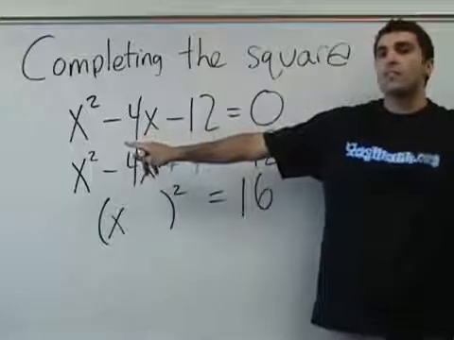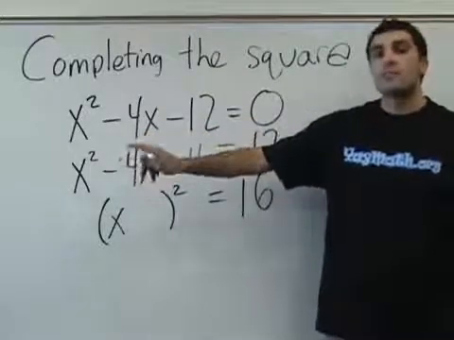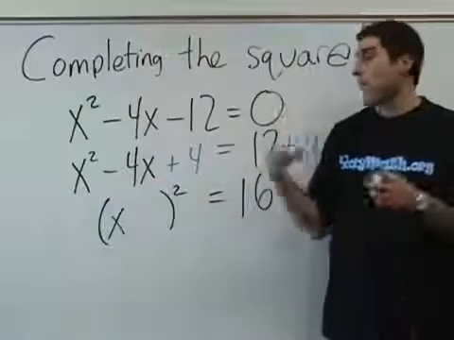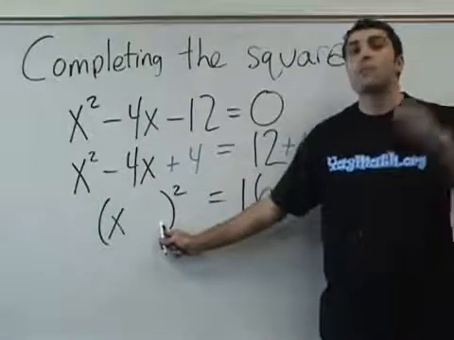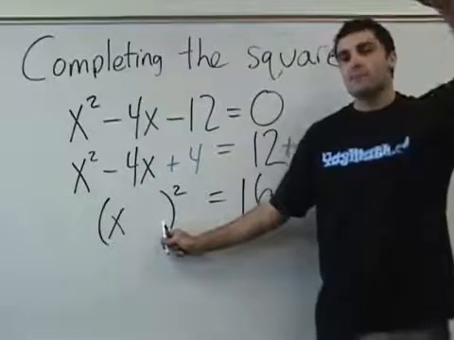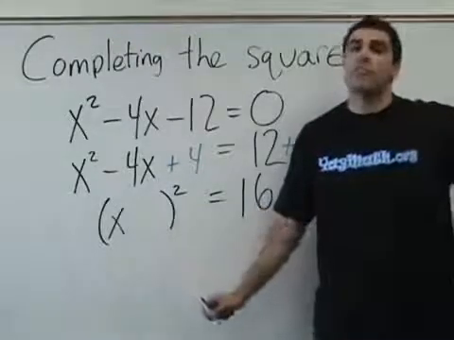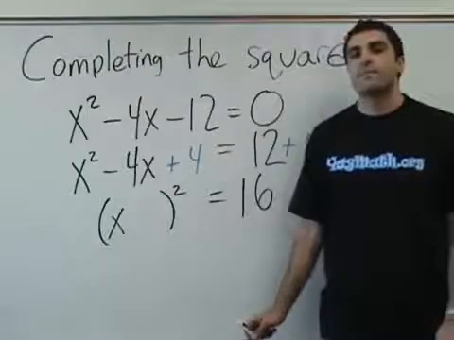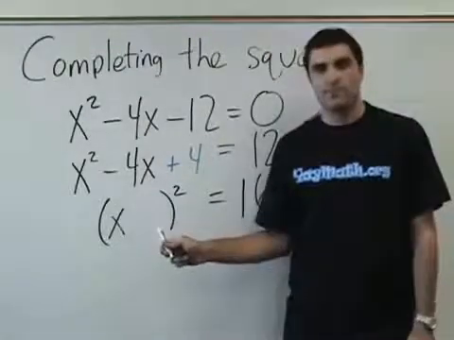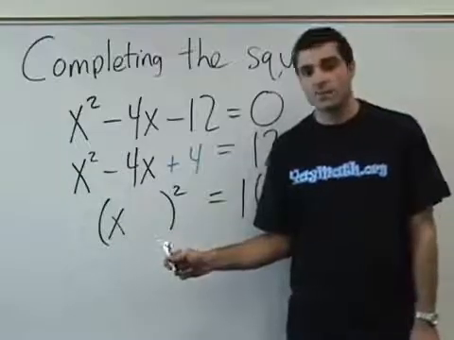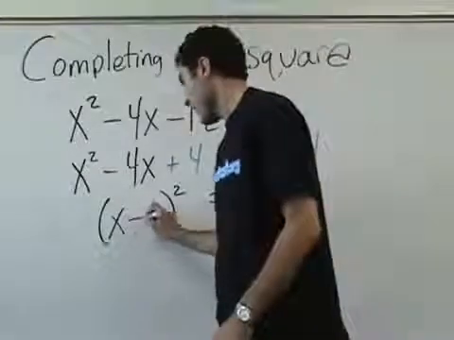Hold on, we don't do everything that we did here. This one is just b over 2. So what's b again? Negative 4. So negative 4 over 2. What's that? Negative 2. So here goes negative 2.